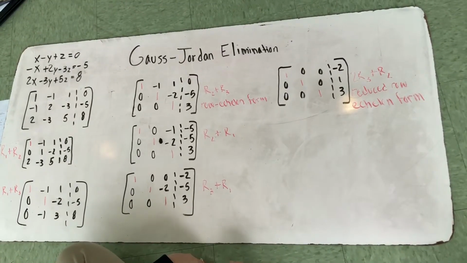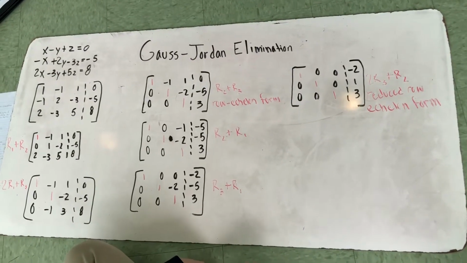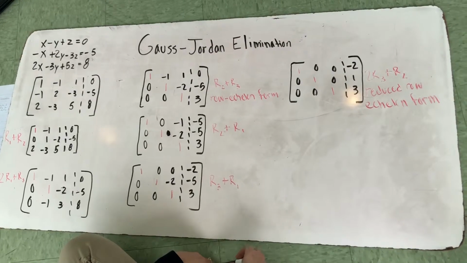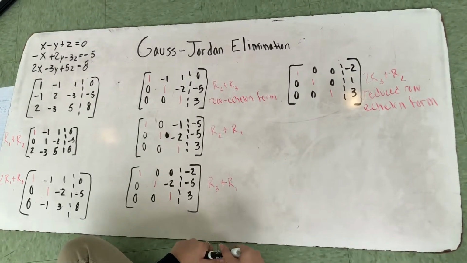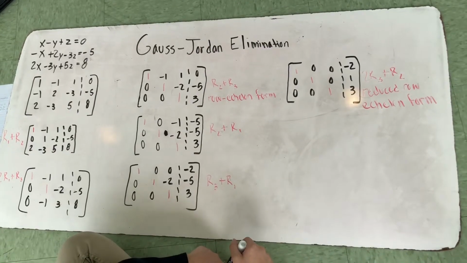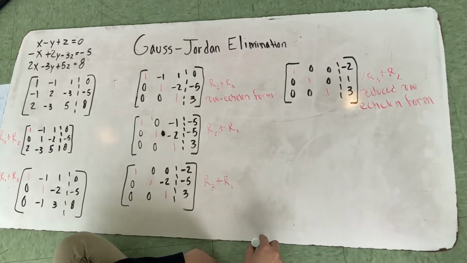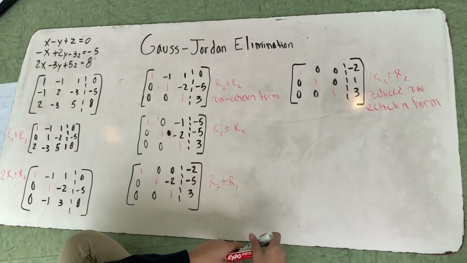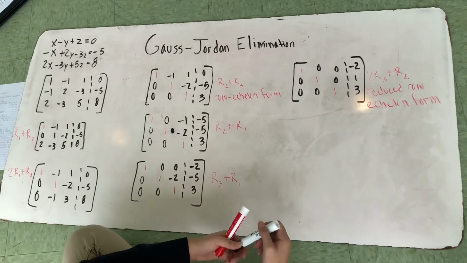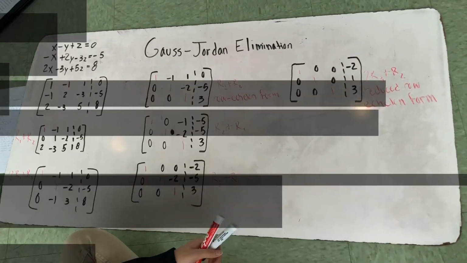So last but not least, the final step that we took was to add 2 times row 3 to row 2, and that would change the negative 2 to a 0, which would complete the reduced row echelon form, and also changed the negative 5 to a 1. And the numbers on the side are the final answers to the problem.